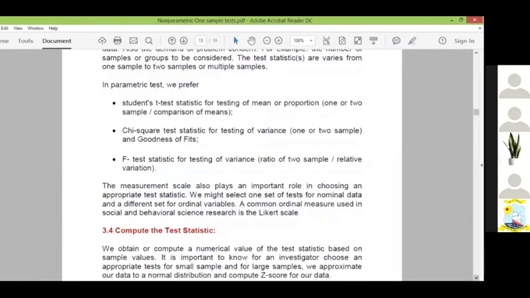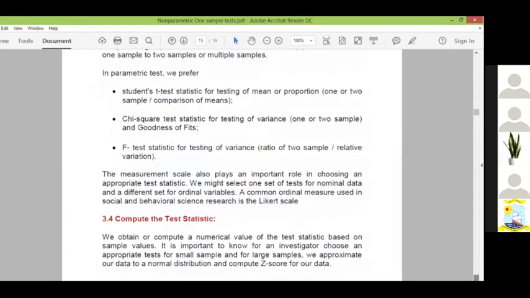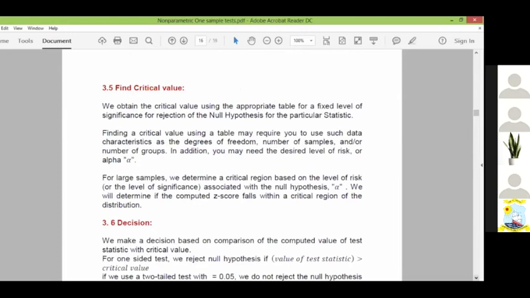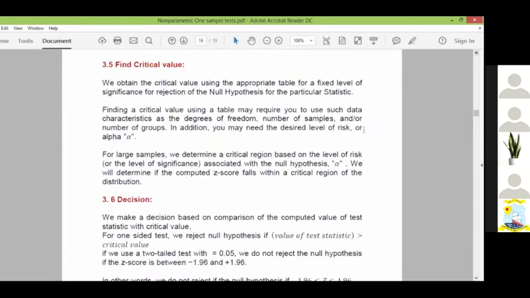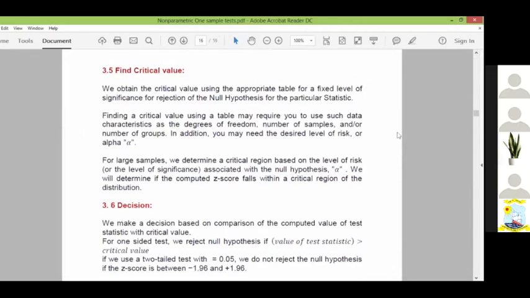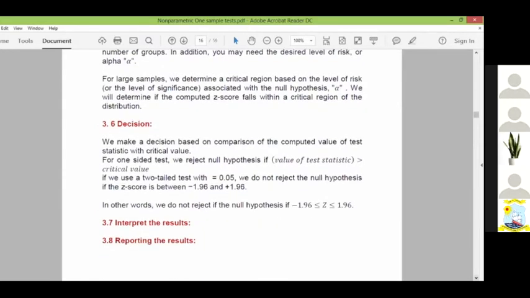Then we compute the test statistic. Whatever the sample we have, we have to compute the test statistic, and then we find the critical value of the statistic corresponding to the null hypothesis from the table, and finally we compare. Based on the comparison we make a decision, comparing the computed value of the test statistic with the critical value.